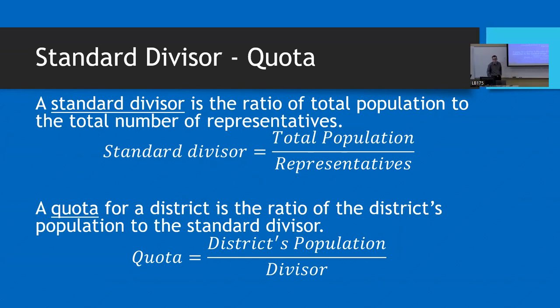And what we're going to do is calculate every district's, again, think district, state, municipality. I'll keep using the word district here because that's what a lot of the books do. So a quota for each district is the ratio of the district's population divided by that standard divisor, or technically any divisor.